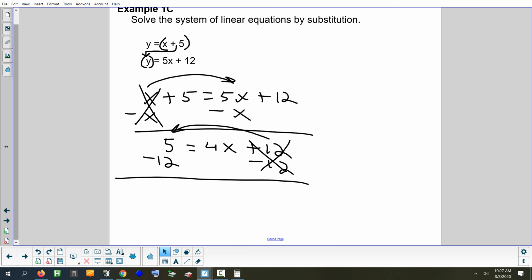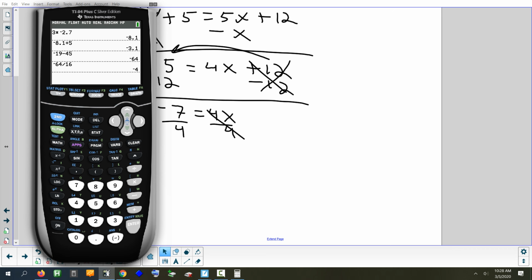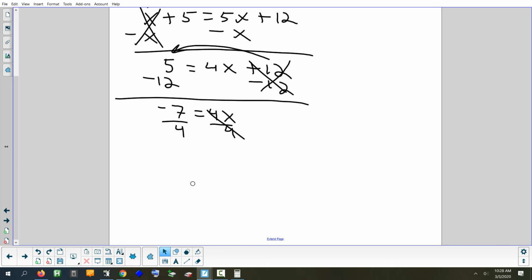Minus 12. And 5, take away 12, is going to be how much? Negative 7. All right. And now what's my last step? What are you going to divide by? 4. And by 4, I don't like the 7 really. It's not a nice answer. So we're just going to round it off. -7 divided by 4. Well, actually, it's not that bad of an answer. It's -1.75. Could have been a worse decimal.